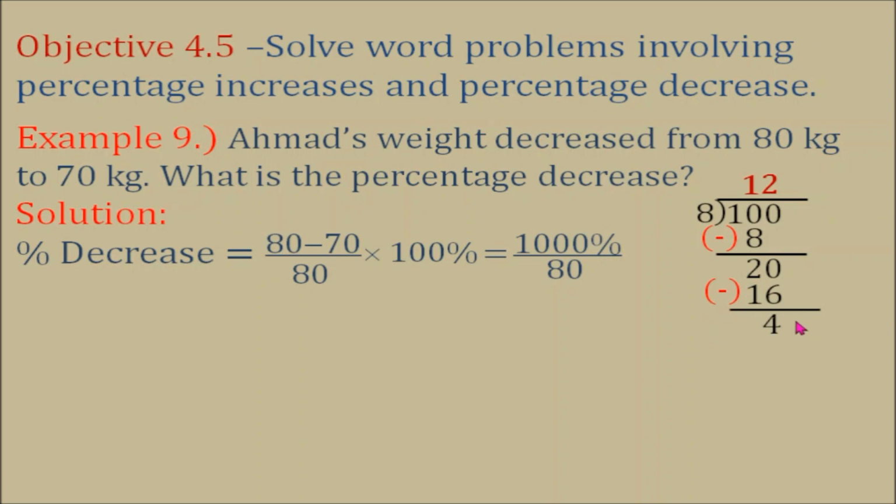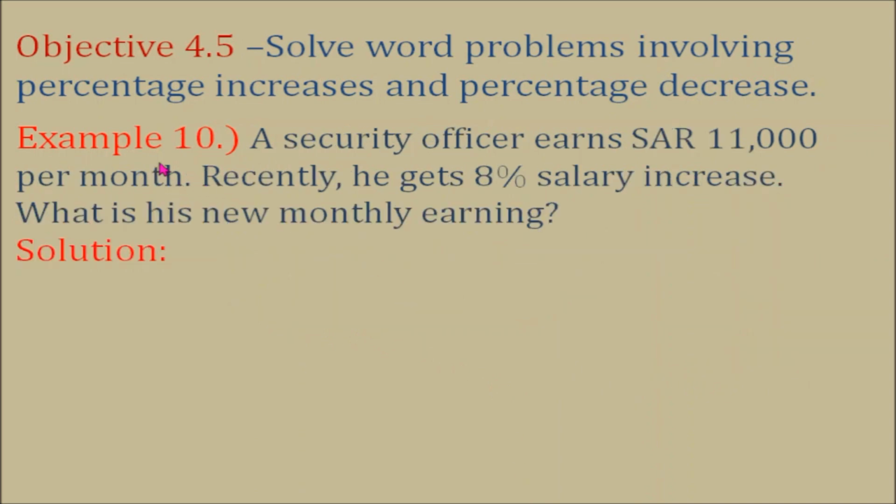We can add 0 here, provided that we are going to place a decimal point here. Then 40 divided by 8 is 5, and 5 times 8 is 40. Then 40 minus 40 equals 0. So this means our answer is 12.5%. Example number 10. A security officer earns 11,000 Saudi riyals per month.